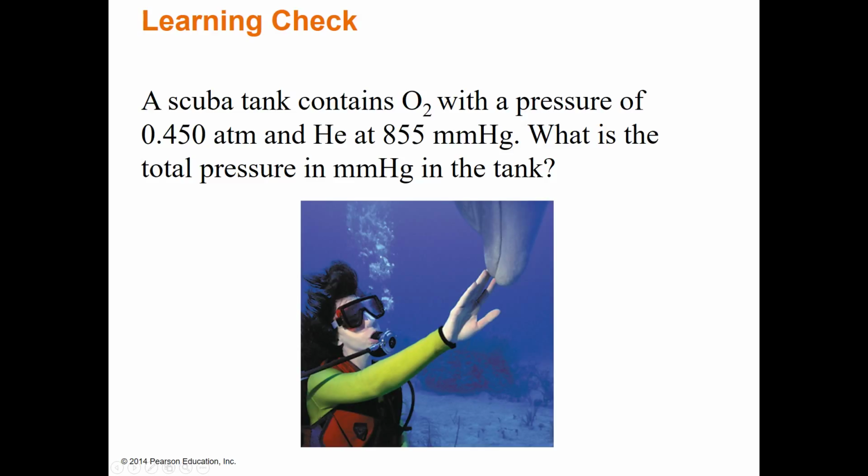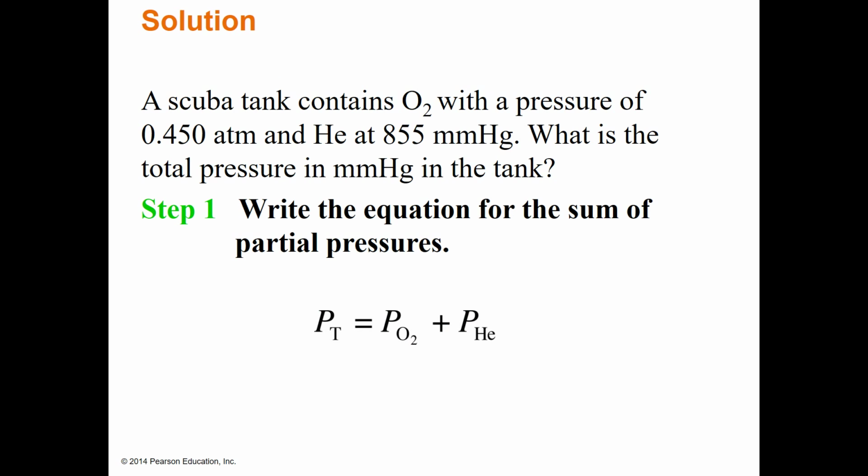Right. We would have to either put them both in millimeters of mercury or put them both into ATM, and then we can add them up. So the total pressure would equal the pressure of oxygen plus the pressure of helium. So we're trying to add the 0.450 atm to the 855 millimeters of mercury, but they're not in the same units, so we're going to have to convert to one or the other.